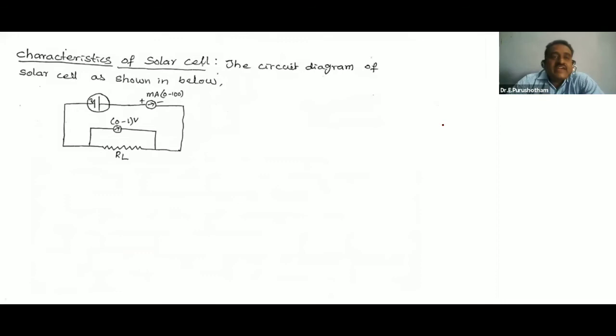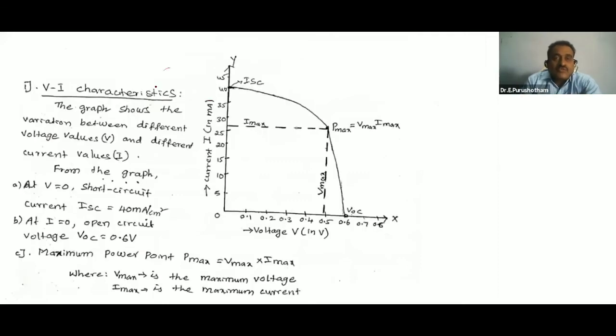Now the characteristics of the solar cell. The circuit diagram of the solar cell is shown in this figure. This is the symbol of the solar cell. It is connected to a milliammeter across the load resistance, and also a voltmeter. Now the VI characteristics of the solar cell.